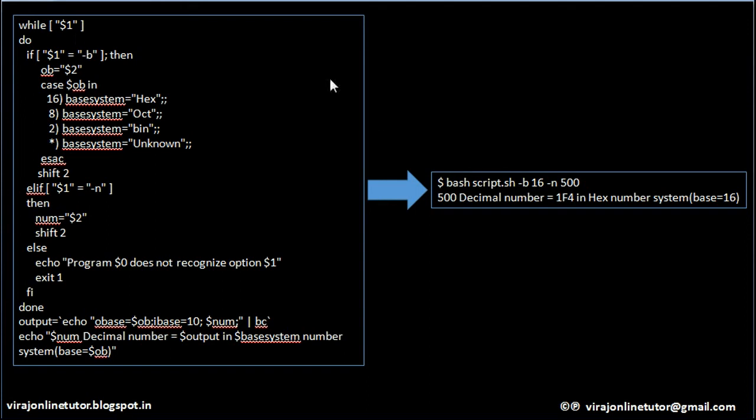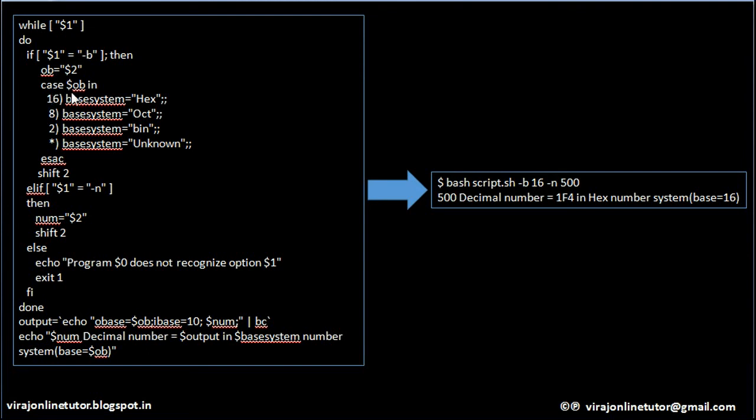So -b is assigned to $1 which is non-empty, so it will enter in. Now I am checking whether $1 is equal to -b. Yes, it is, so it will enter in. Whatever is the second positional parameter, which is 16, will be assigned to OB, which is the output base.